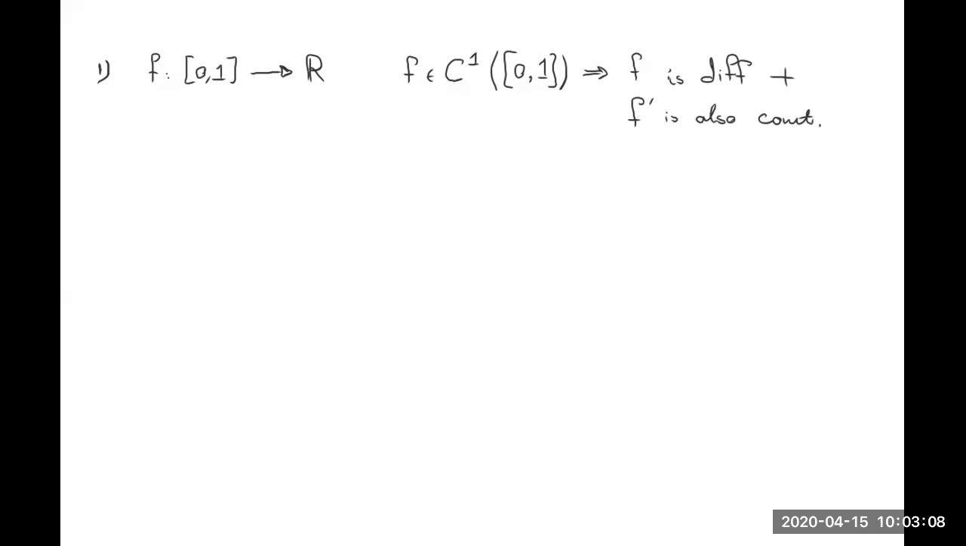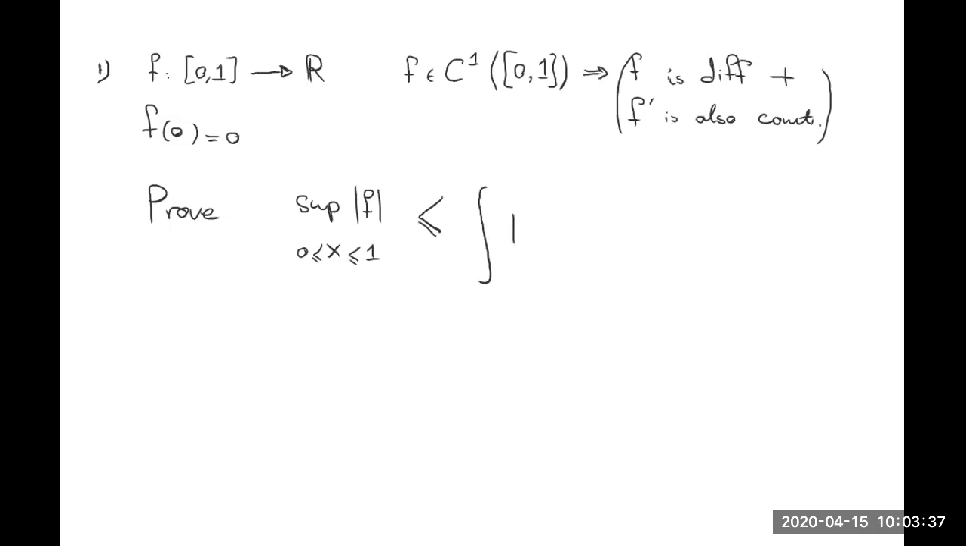So suppose f is an element of C1, and also suppose f of 0 is 0. Prove: the supremum of the absolute value of f(x) for all x between 0 and 1 is less than or equal to the integral from 0 to x of the absolute value of f prime of t squared dt, to the power 1/2. Okay, this is what you need to prove. Think about that for a few minutes and then I'm going to solve it for you.